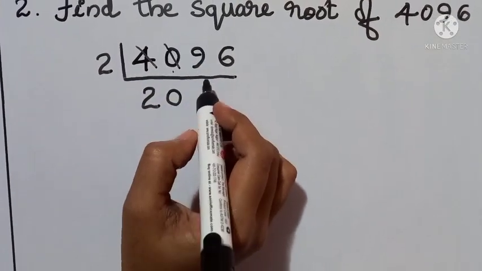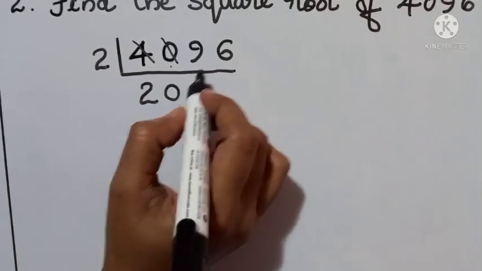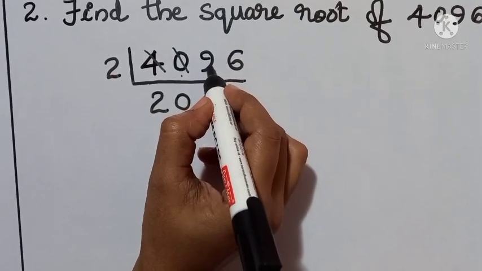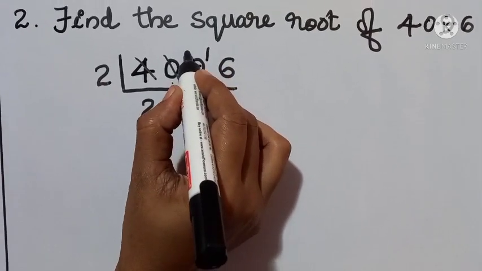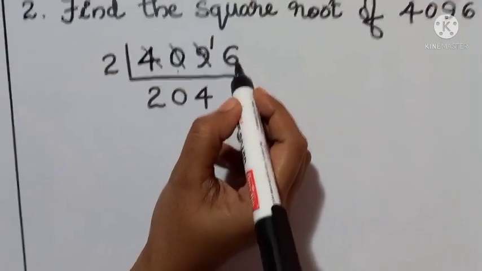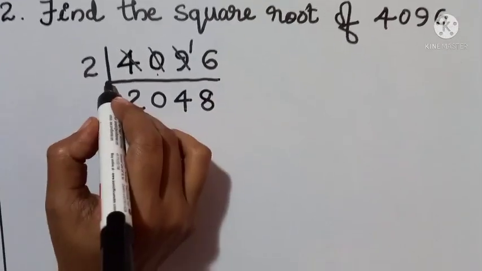Then 9 is left here. In 9, 4 times. Then 4 into 2 is equal to 8. That is 9 minus 8 is equal to 1. Write that 1 here and cut this 9. Now it is read as 16. How many times is 2 there? 8 times. Write that 8 there.